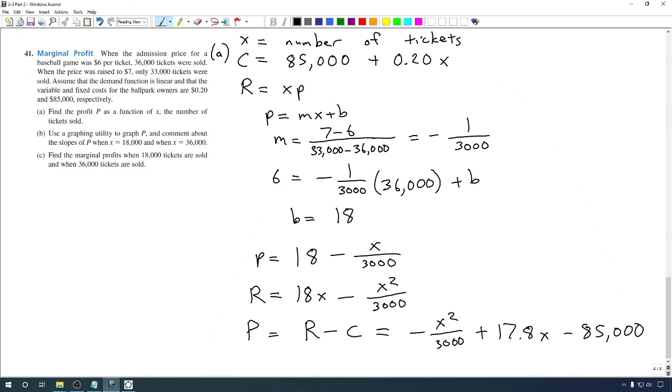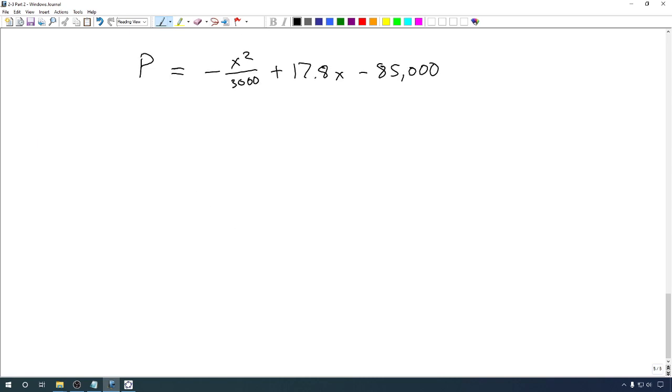Because they're asking us in part C to find the marginal profits. So we're going to take this formula here, we're going to differentiate it, and we're going to plug in the numbers that they're asking for. So let's give ourselves a little bit more room. Here's the formula from the last page. We're going to differentiate this, which we can write as P prime, or the book is wanting us to write dP/dx, but they're just different notations for the same thing.